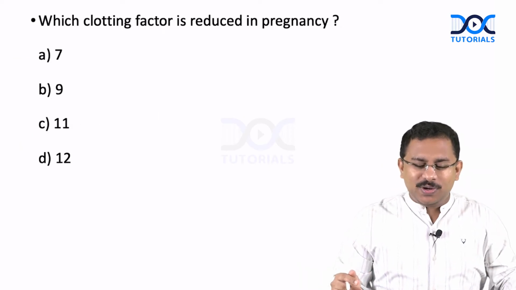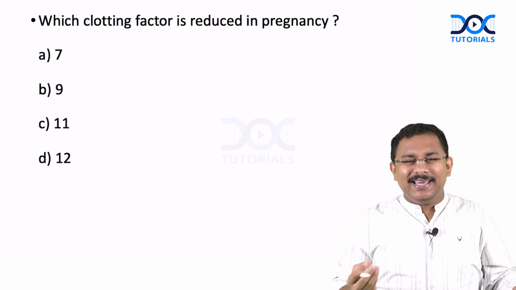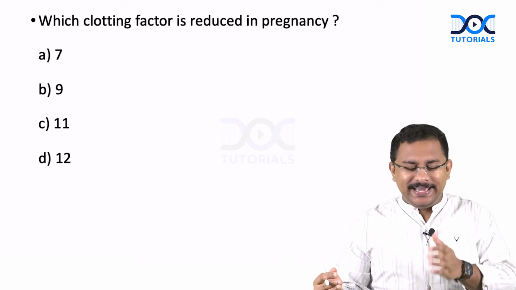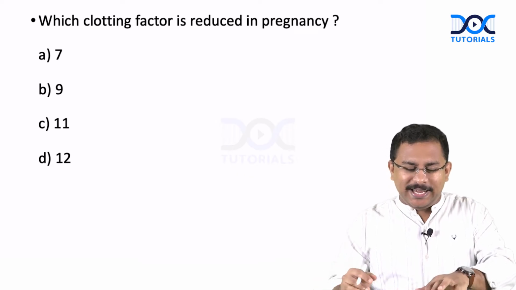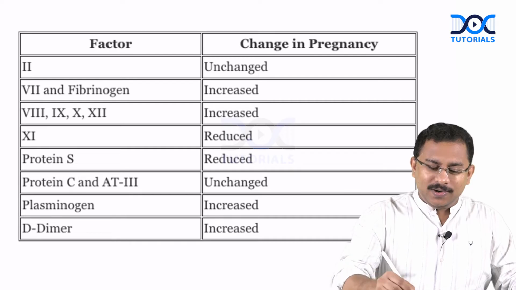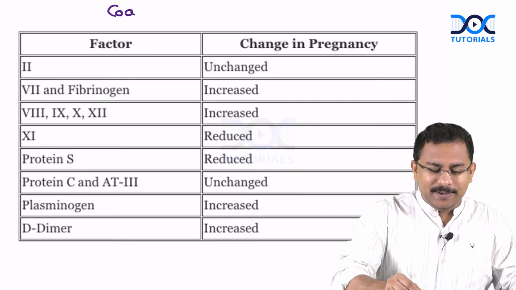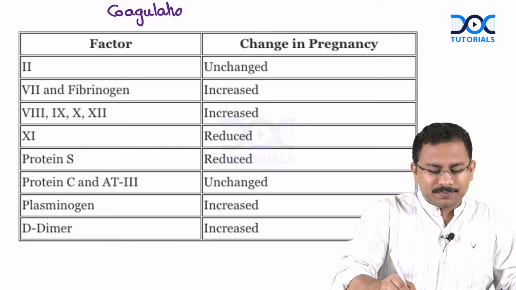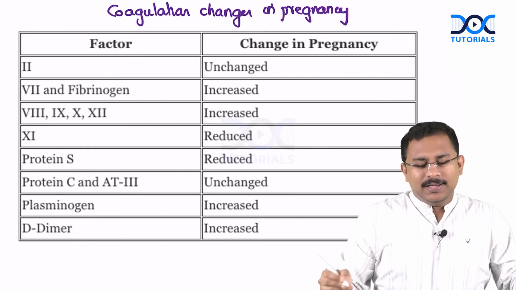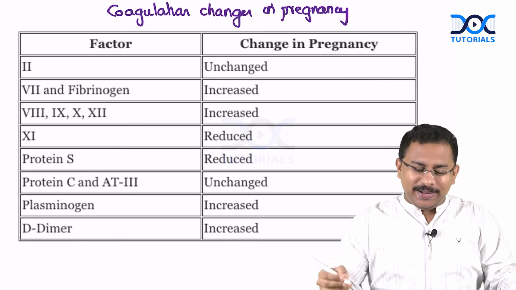Next question, which clotting factor is reduced in pregnancy? Again, a very factual question. So options are 7, 9, 11 and 12. So just look at this table on the coagulation changes in pregnancy. So clotting factor and the changes in pregnancy.